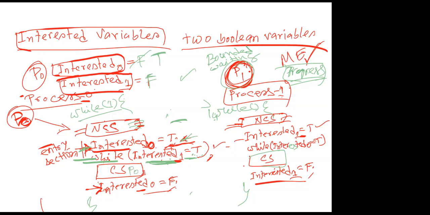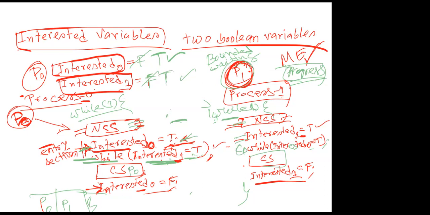Okay. Now let's check this. Process P0 enters its critical section first, and then process P1 is scheduled by the operating system. What will process P1 do? Process P1 enters its non-critical section and makes its interest T. Interested 0 is T, so it will execute the while loop here. It never enters the critical section. Process P1 will keep executing the while loop, but it has shown its interest.